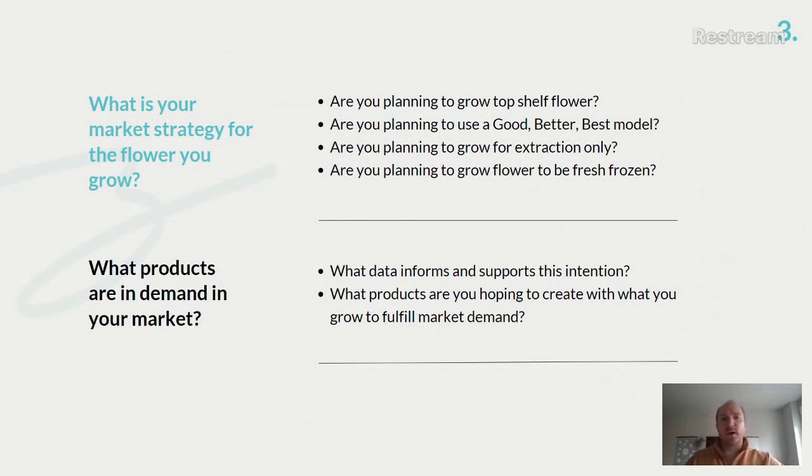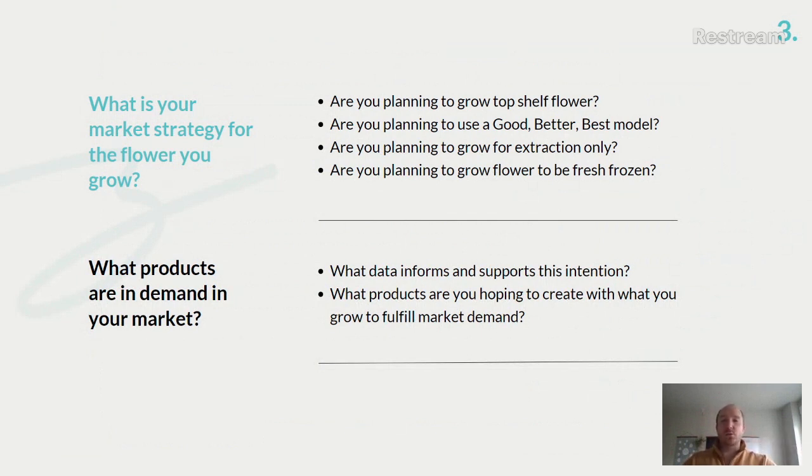Whether you're planning to grow for extract only, or if you're just growing fresh frozen flower to be sent to create specific extracts, all of those are going to highly determine how we set this operation up.